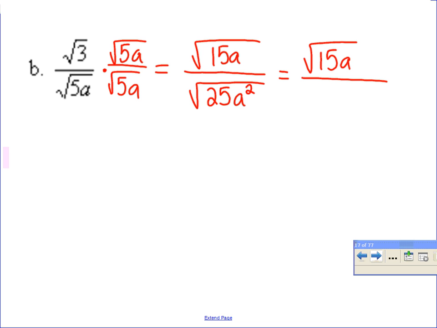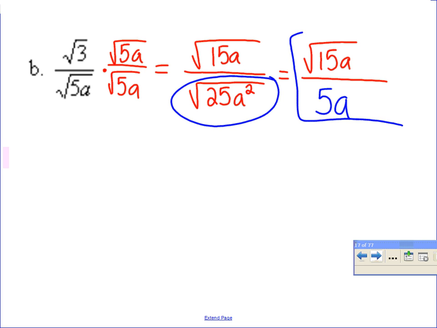The denominator, the whole thing is a perfect square. So we can take square root of 25a squared, take the square root of each term. The square root of 25 is 5, and the square root of a squared is a. So our completely simplified answer here is square root of 15a over 5a. And again, always remember, this expression that we just simplified is equivalent to the original problem. All we did was get rid of the radical symbol in the denominator. That's all we did.